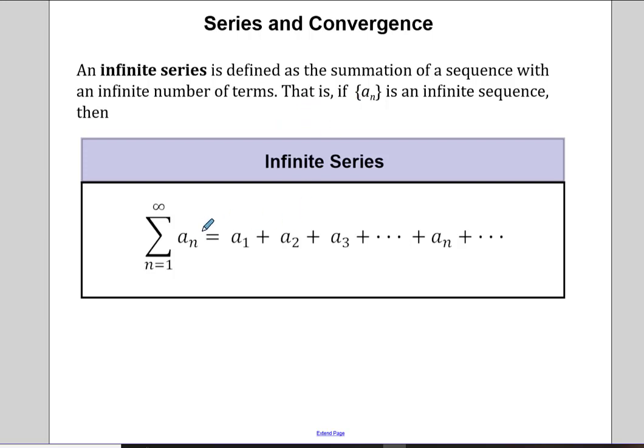In other words, if a sub n is our infinite sequence, then the summation from n equals 1 to infinity of that a sub n term is found by adding a sub 1 and a sub 2, a sub 3, and so on and so forth.